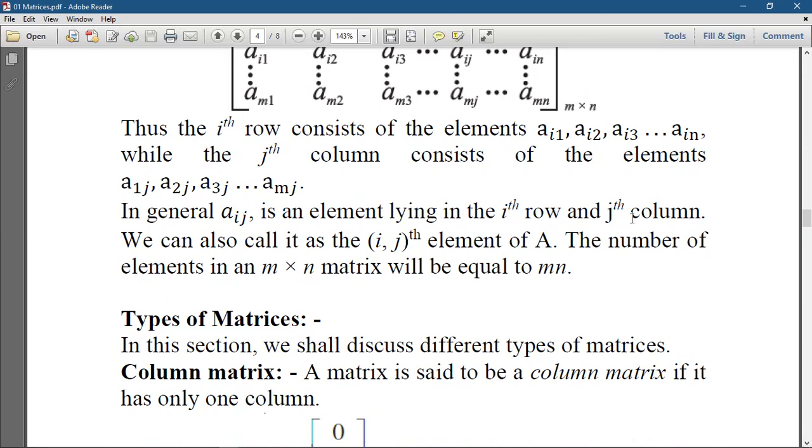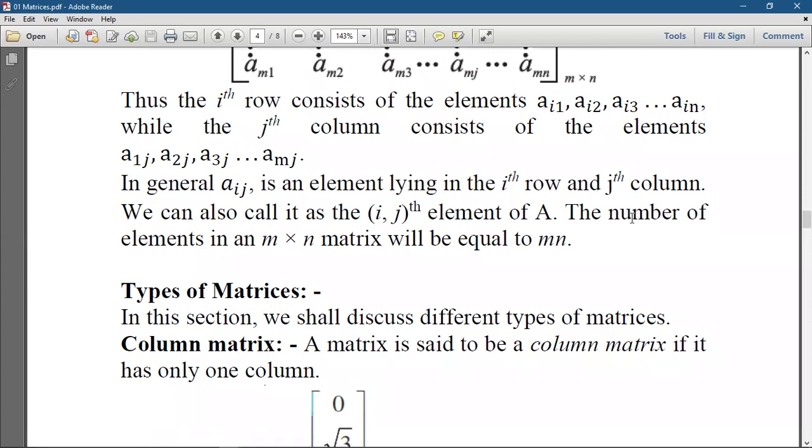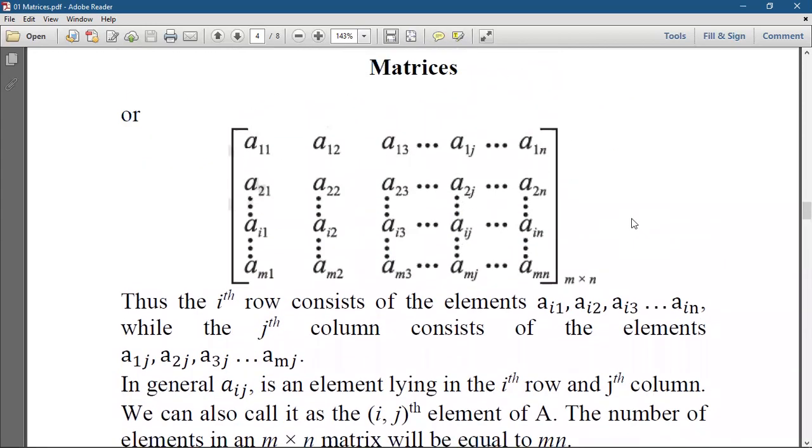That means indirectly we can say Aij is representing the element in the ith row and jth column. We can also call it, in the vector notation, the ijth element of A. The number of elements in an m into n matrix will be equal to m into n, which we have already discussed. Now, this is the general representation of a matrix.